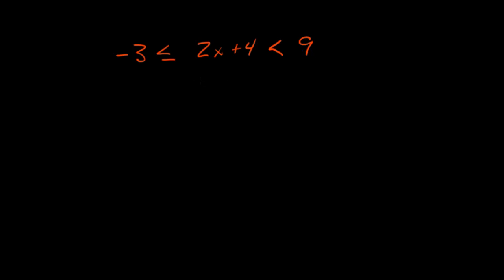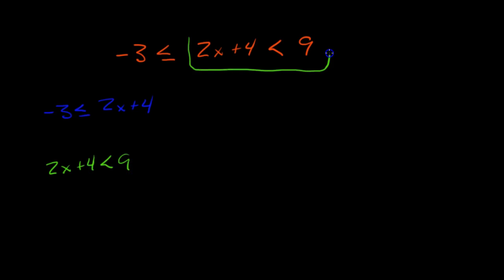Here's an example of that. We can solve this in two ways. We can either do two equations, for example, two inequalities. Like we can either solve this inequality, which is this first half here, right? That part. And then we can also solve 2x plus 4 is less than 9, which is this part of the compound inequality. So there are two parts, right? So we can solve each one of these separately.